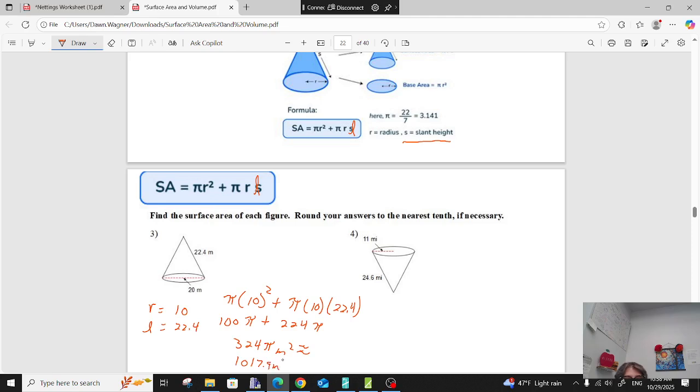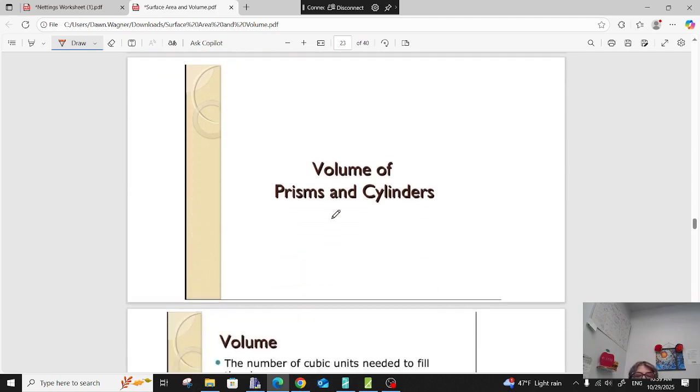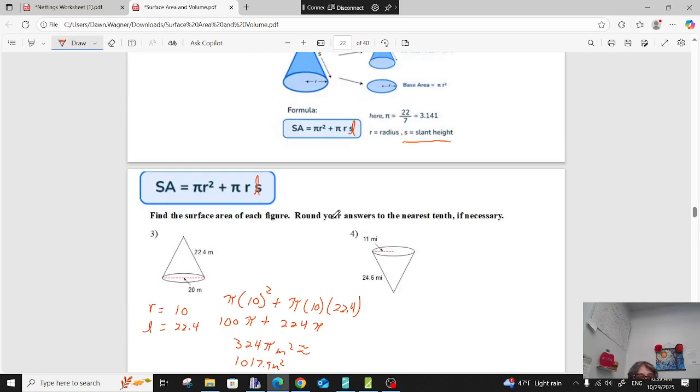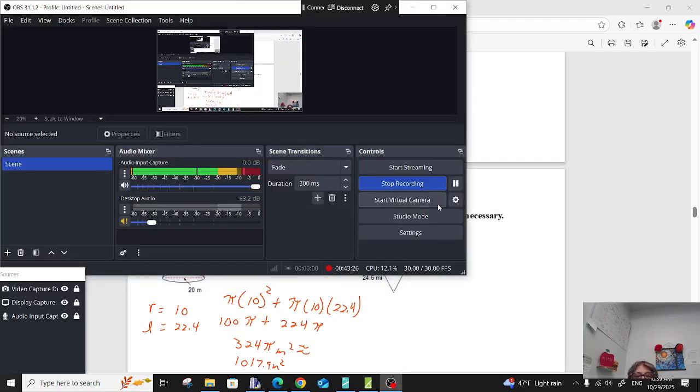1017.9 meters squared. And I'm going to just hand out your work for today, volumes for tomorrow. And we're going to do a little bit of volume with the popcorn today. So that's why I'm kind of rushing this a little bit, but not by much.